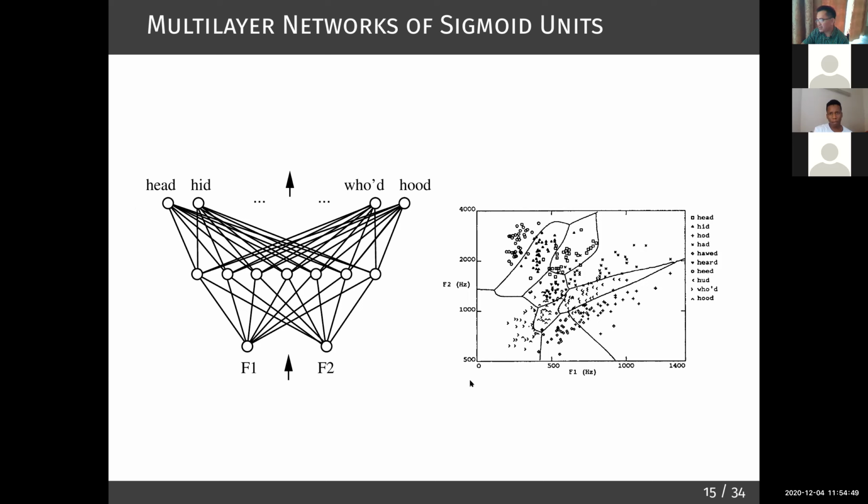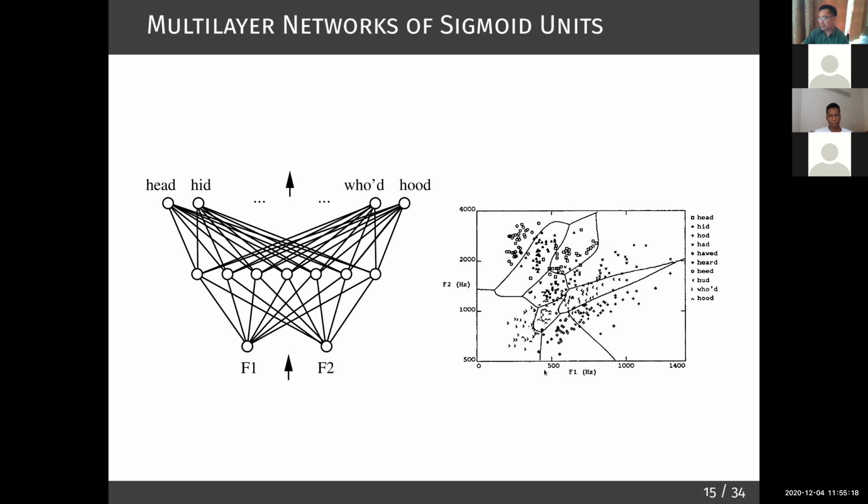So F1 here and F2 there, and it results in some action: head, hid, or hood. Or maybe this is a sound. Yeah, these are signals that give you the corresponding word according to that sound. And in this case, the neural network is able to classify them.